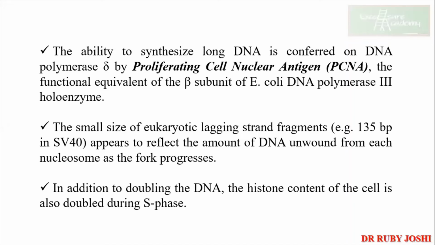Okay. So the ability to synthesize long DNA is conferred on the DNA polymerase delta by PCNA. Okay. Proliferating cell nuclear antigen, which is the functional equivalent of the beta subunit of E. coli DNA polymerase 3 holoenzyme. कुछ याद है? What is the beta subunit of DNA pol 3 holoenzyme? Right, you need to remember, otherwise difficult होगा. Okay. Do you remember something called like sliding clamp?